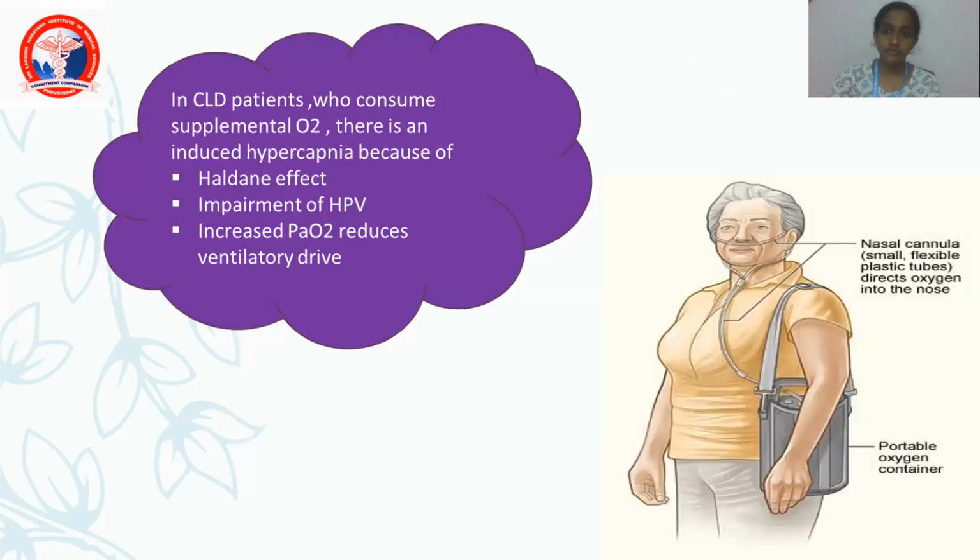In chronic lung disease, some patients are always dependent on oxygen. They always carry a portable oxygen cylinder with them and, via a nasal cannula, they are always dependent on oxygen. So these patients won't have hypoxia. Their respiratory drive to hypoxia will always be suppressed because they are always on oxygen. So their only drive will be hypercarbia.